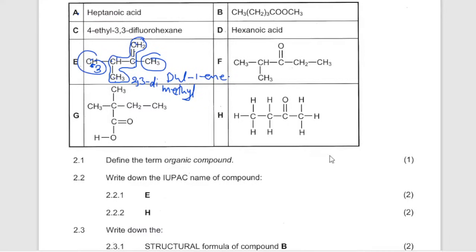So basically, how many marks are there? They'll give you a mark there, and they'll also give you a mark there. At least you get those 2 marks. Then we go to the next question, which is: what is H? IUPAC name of H. What is H? H is here. This is a carboxylic acid.